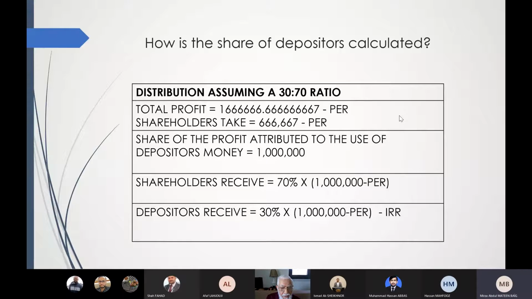Not now. First of all, the PER will be deducted. When the PER is deducted, the remaining balance qualifies for deduction of the Mudarib share. The amount remaining after the deduction of the Mudarib share will qualify for IRR deduction.